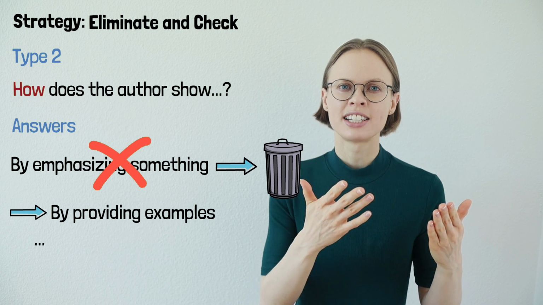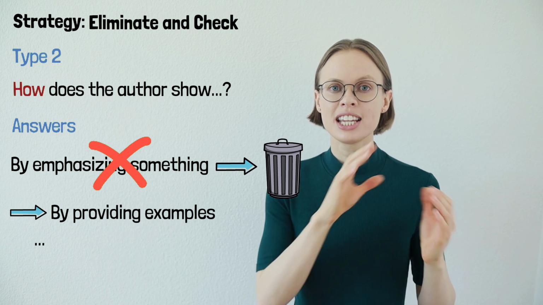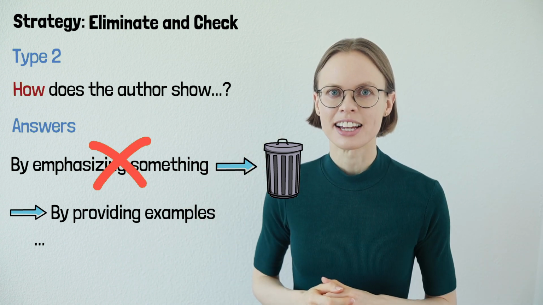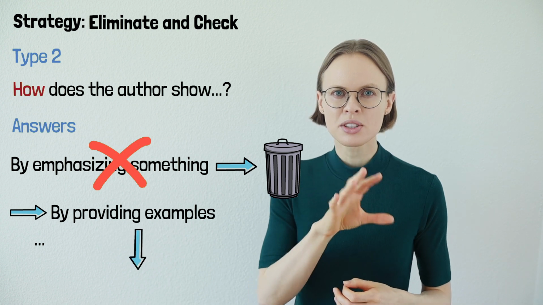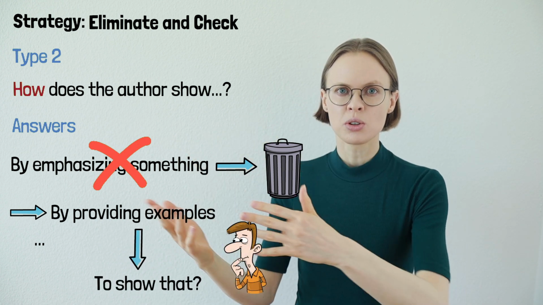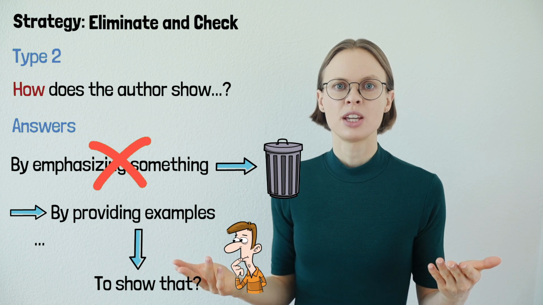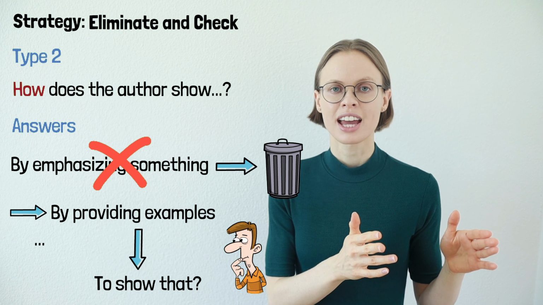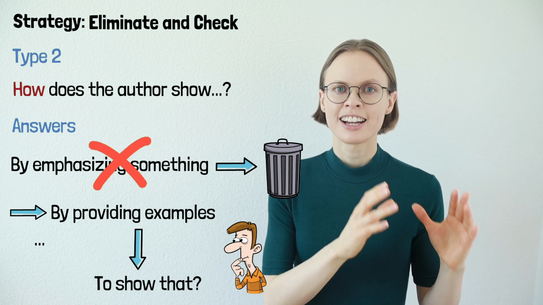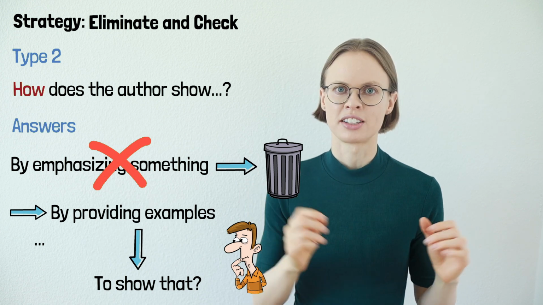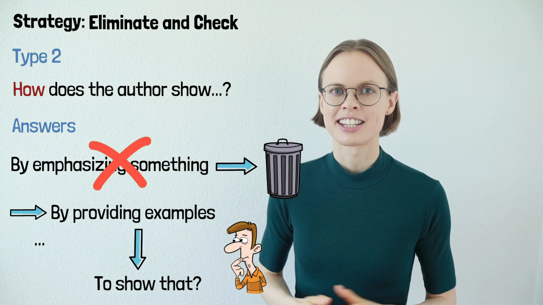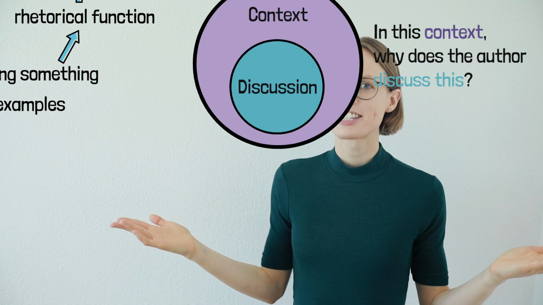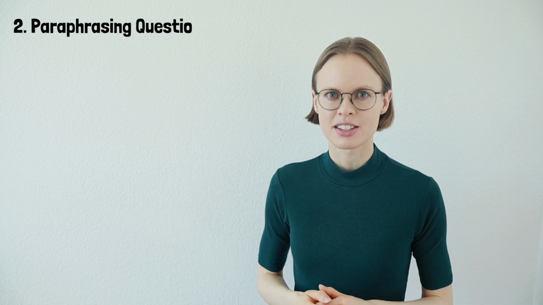Now you have to read the part of the passage where these answers appear very closely. And you always ask yourself, does the author do this in order to show that? For example, imagine the author provides examples. So you go to this passage and you ask yourself, okay, does the author provide these examples in order to show that? If you ask yourself these questions, it will be a lot easier for you to figure out the correct answer. Let's go on with paraphrasing questions.